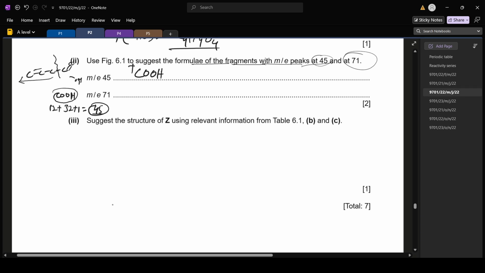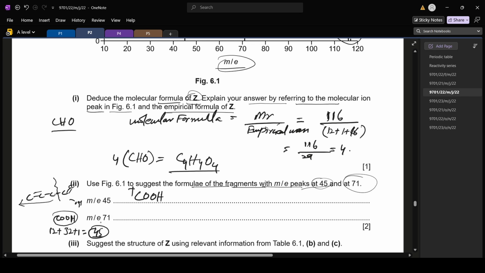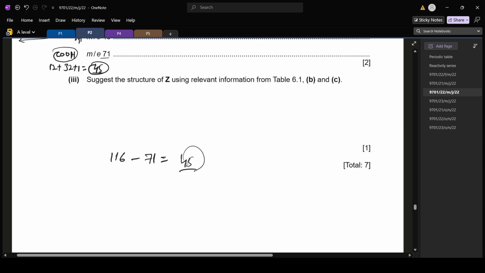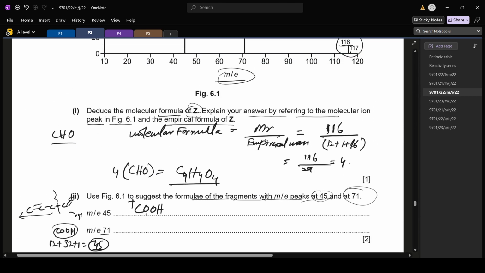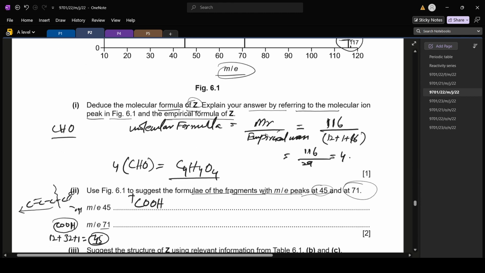Now if you subtract from the molecular ion peak 116 minus 71, because you have to now find the peak at 71, you will get 45. So you know that 45 is removed from the compound. And this 45 peak is due to the COOH group elimination, a breakdown of this group.